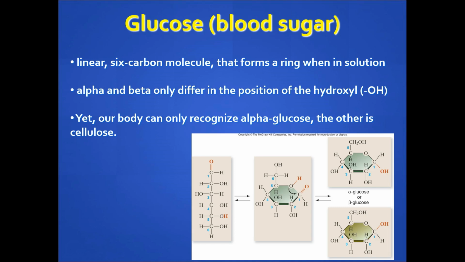Looking here at the actual ring structures, you have the hydroxyl pointing off to the bottom, whereas in cellulose it's pointing off to the top. That is the only difference between those two molecules: one that our body absolutely needs in the form of glucose, and one our body doesn't even recognize in the form of cellulose.